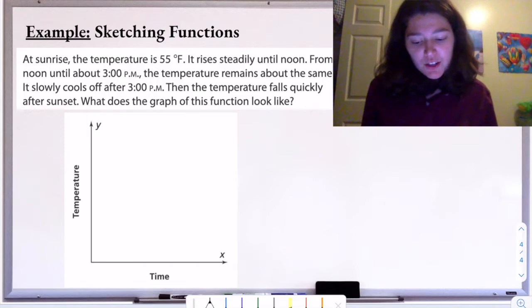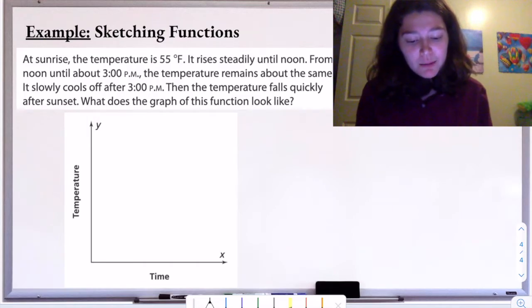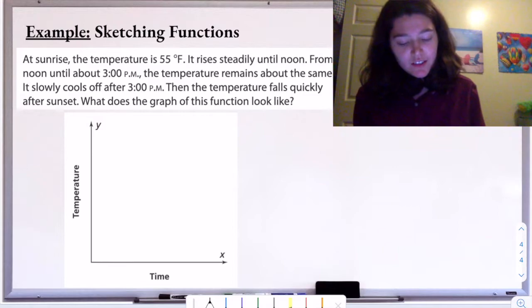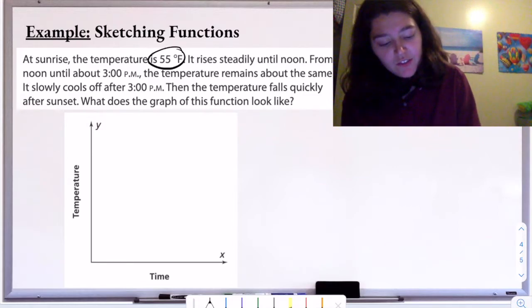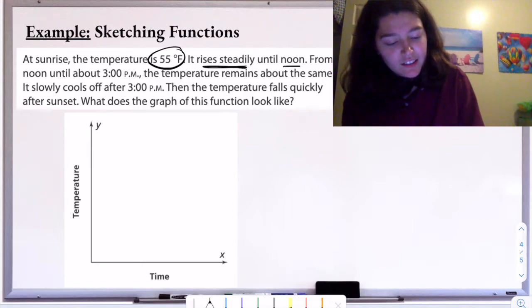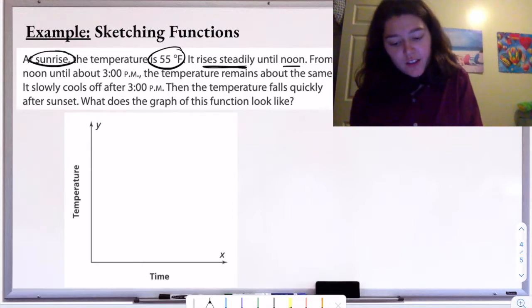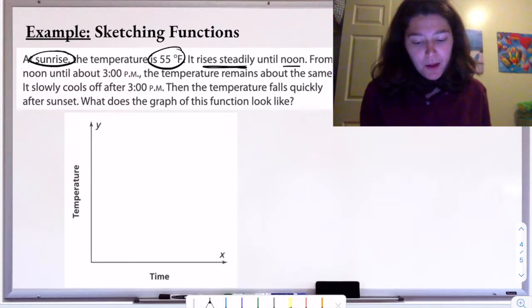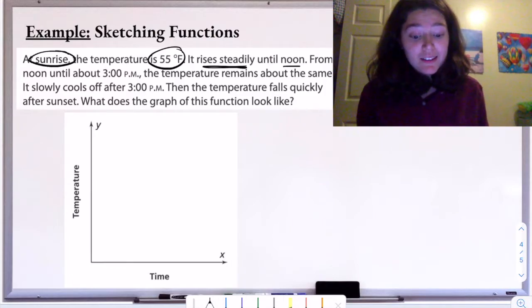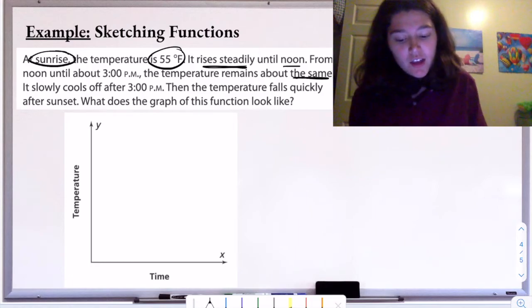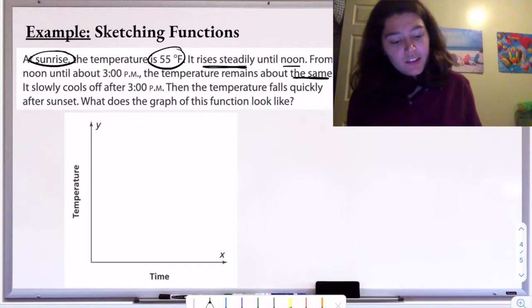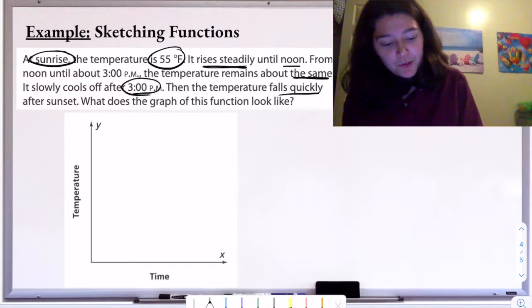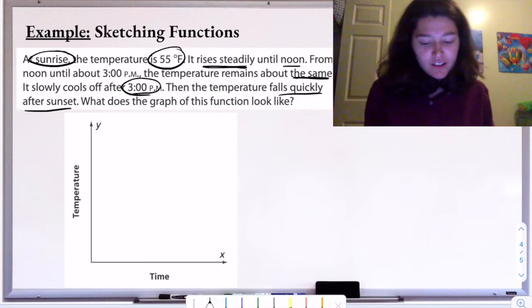So in this situation, we have at sunrise, the temperature is 55 degrees. It rises steadily until noon. Okay, so we're starting at 55. It's rising steadily until noon. That was at sunrise. From noon till about 3 p.m., the temperature remains about the same. It slowly cools off after 3 p.m. The temperature then falls quickly after sunset. What does the graph of this function look like?